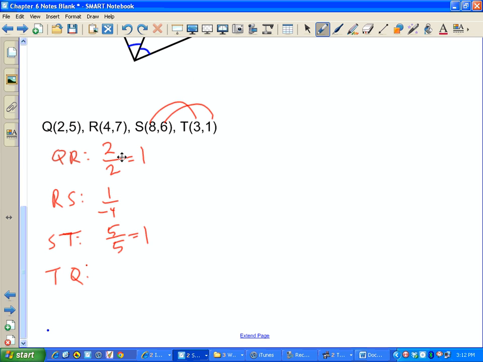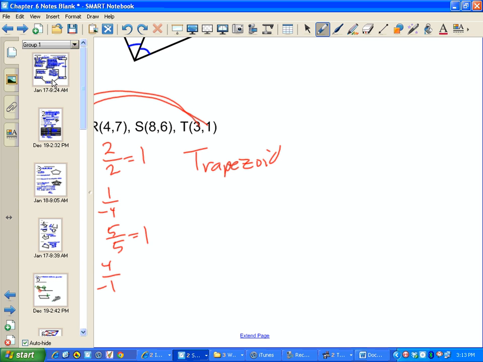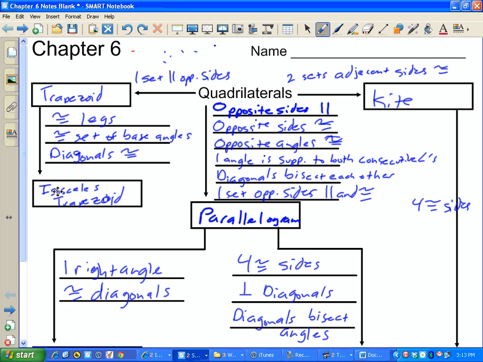So I've got one set of parallel sides. Let's see if the last one is. So I'm going to take 5 minus 1, 4, and 2 minus 3, negative 1. Okay, these are not parallel. So what I've got at this point is one set of opposite sides that are parallel. So far I've got trapezoid. Now, if we look at my chart on the front, the only thing I can go from trapezoid is to isosceles trapezoid. So I need to see if I have congruent legs, congruent base angles, or congruent diagonals.